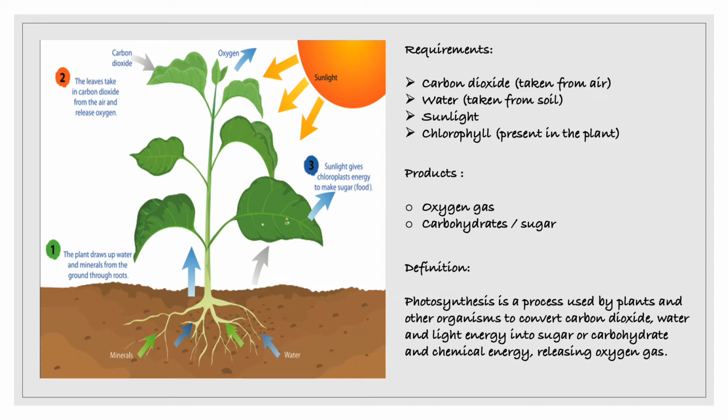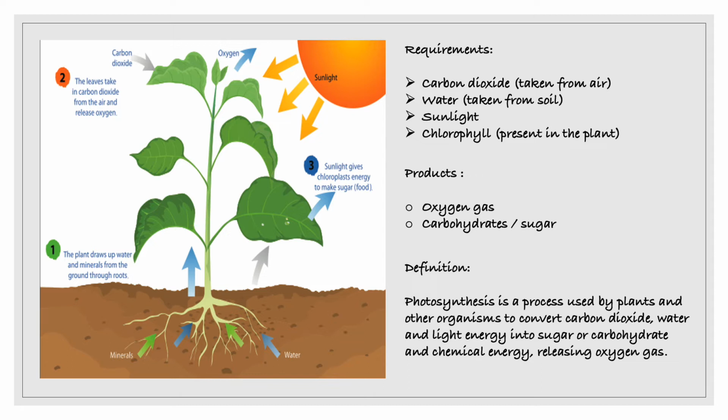Sunlight. Sunlight is provided by the sun. And chlorophyll is a pigment. It's a green colored pigment which is present inside plants. So that's how plants have chlorophyll. So only when all four things are there can plants carry out the process of photosynthesis.